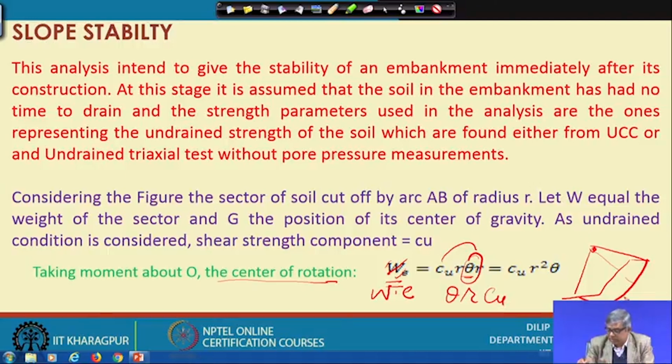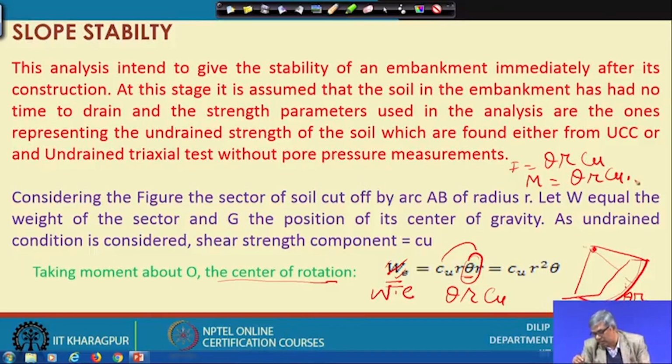That means the length L equals theta r, and then the force equals theta r multiplied by Cu, and the moment will be equal to theta r Cu multiplied by, again, the distance at which this force acts, which is r. So, once you multiply, Cu multiplied by r multiplied by theta multiplied by r. This is the length, this is the lever arm, this is the cohesion. So ultimately this becomes Cu r square theta. So this force, if I take moment with respect to it, becomes Cu r square theta.